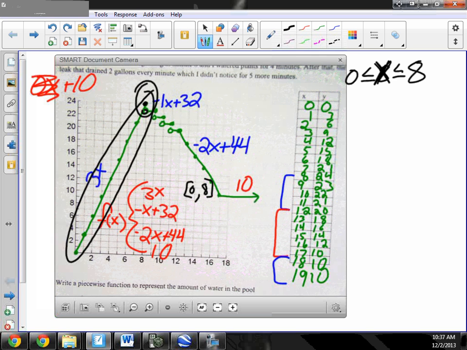Okay, so the second function is the watering the flower function. When does that function begin? What point in time does that function begin?